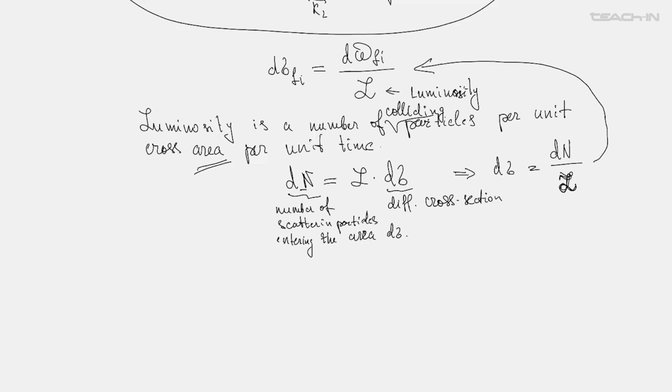So if we assume that we have just two beams to collide, then we can construct the Lorentz invariant cross-section in the following way. We can introduce what is called the laboratory frame.